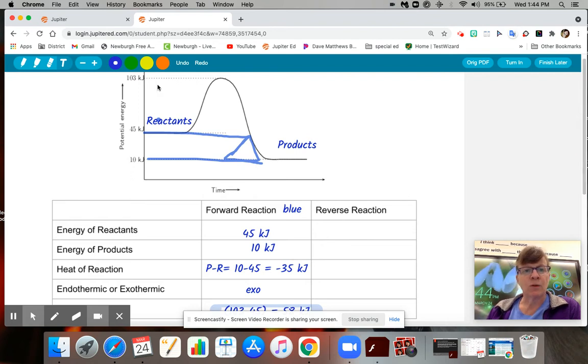Okay, now let's go in reverse. Let's use green. Now I'm going backwards. Okay, so we're going to make this green. Reactants. Now over here, these will be my products.